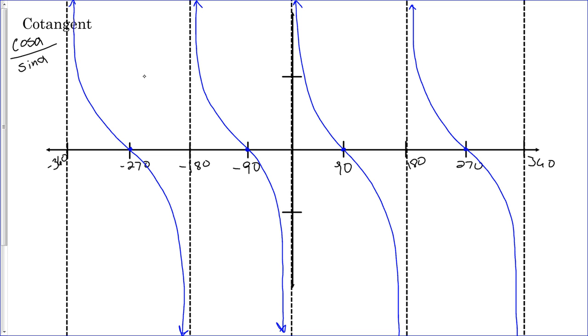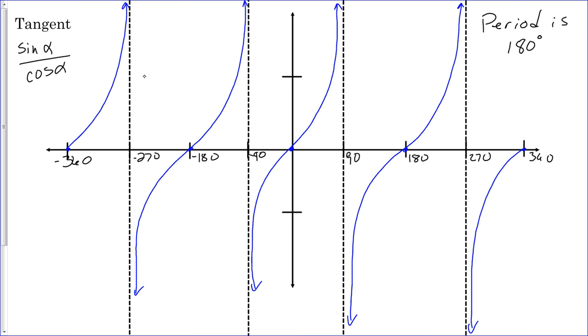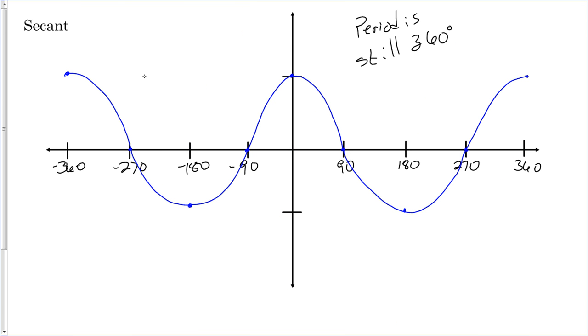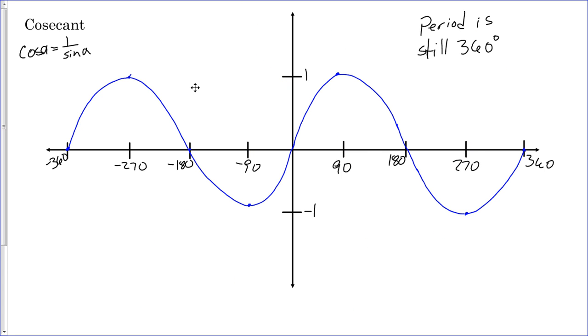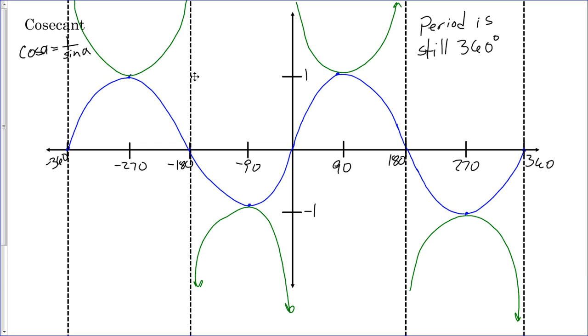Okay? Now, let's talk about the amplitude of these four graphs. So here's your cotangent graph again. Here's your tangent graph again. Here's your secant graph again. And here is your cosecant graph again. Now, hopefully you wrote all four of these down. Let's look at the amplitude.